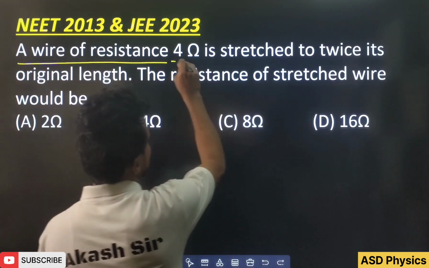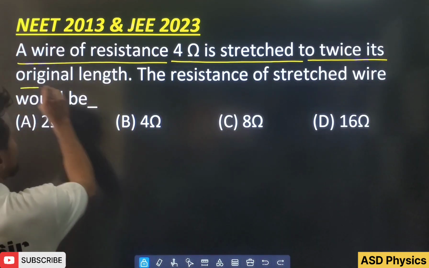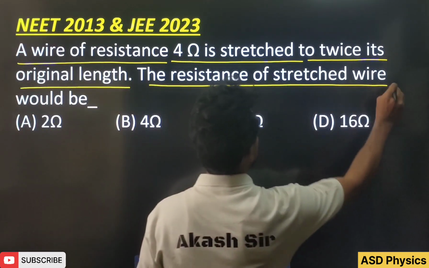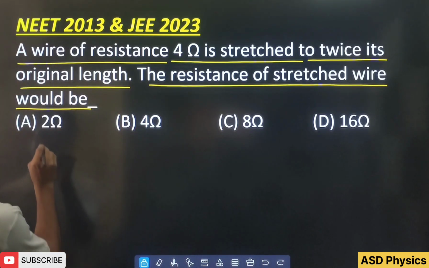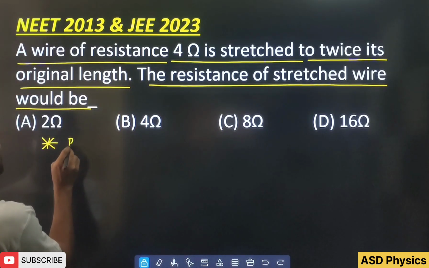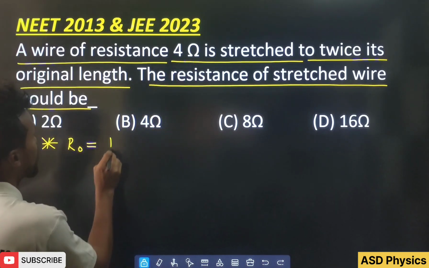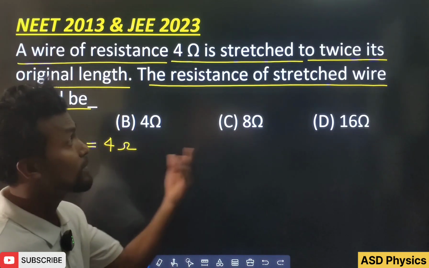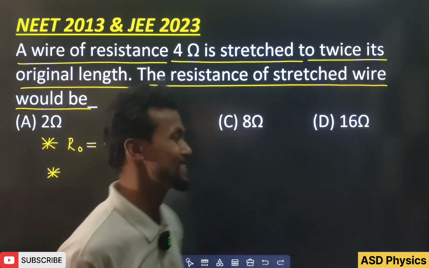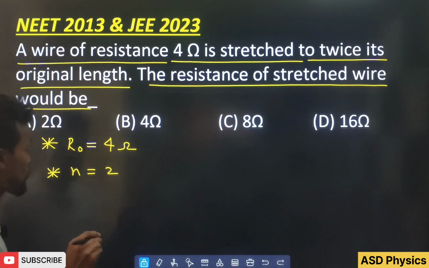A wire of resistance 4 ohm is stretched to twice its original length. The resistance of the stretched wire would be how much? If we talk about the original resistance, R naught is 4 ohm. And the length is going to become twice, so we can write that this n value is 2.